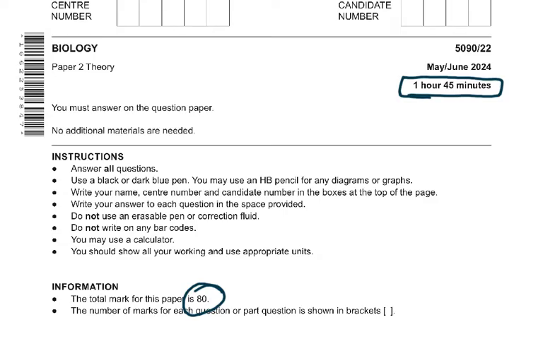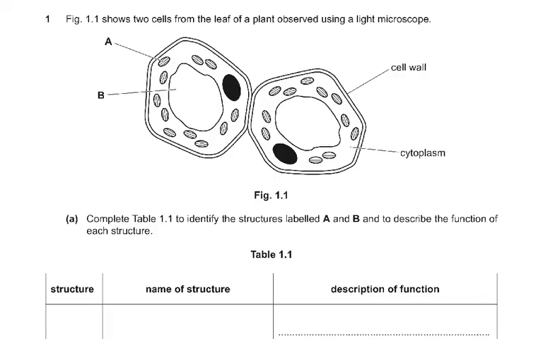there's no choices anymore. Question number 1, figure 1.1 shows two cells from the leaf of a plant observed using a light microscope. So you can see two cells, and complete table 1.1 to identify the structures labeled A and B. What is A? A is the chloroplast and B is the vacuole or the sap in the vacuole. You could say vacuole or sap in the vacuole is fine.